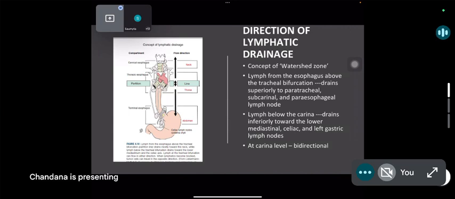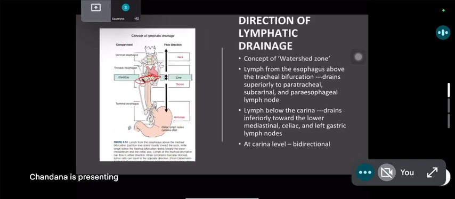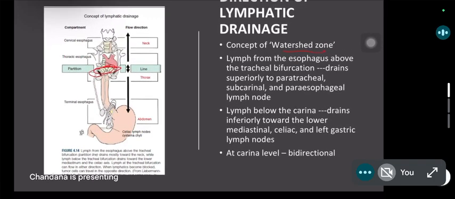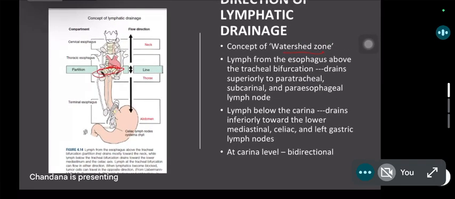The landmark is the tracheal bifurcation. This is called the watershed zone. Lymphatics from the esophagus above the tracheal bifurcation drain superiorly to paratracheal, subcarinal and paraesophageal lymph nodes. It will go up. Lymph nodes below drain into mediastinal and left gastric lymph nodes. At the carina, it can go anywhere, either up or down.